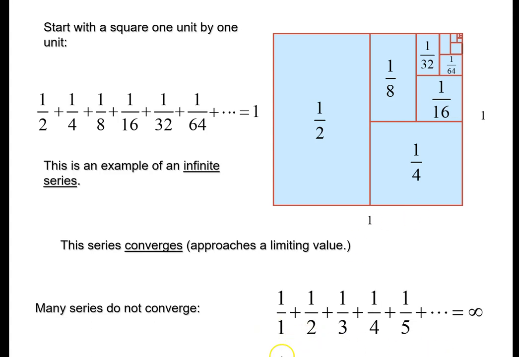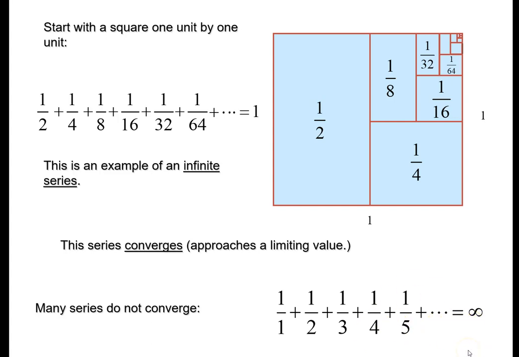So this series, there's a special name for this which we'll talk about in a later section, but if we just take the series 1 plus a half plus a third plus a fourth plus a fifth, these sums will never approach a limiting value. They would just keep adding up to bigger and bigger numbers.